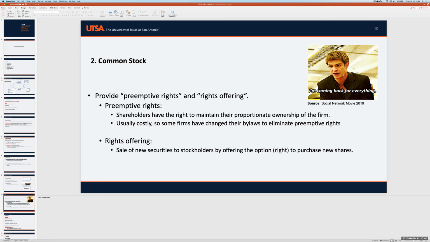The guy has 50% of the company, or 40% of the company, but somehow they changed the ownership ratio, and his ownership goes to zero because probably they don't have the preemptive rights. And the rights offering is the sale of new securities to stockholders by offering the option, in other words, rights to purchase the new shares.